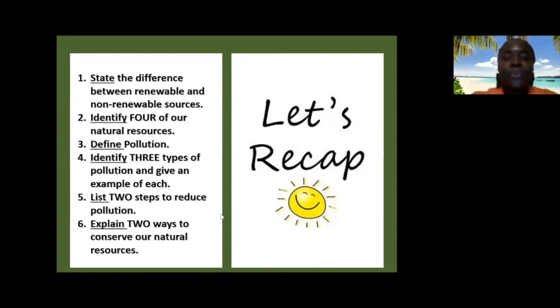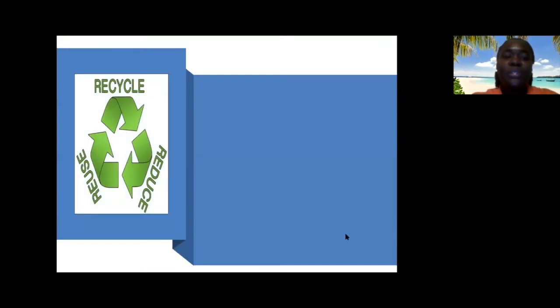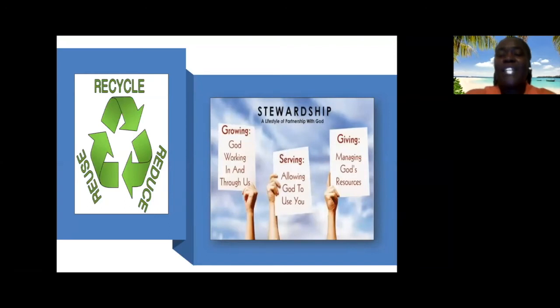Okay. So now, as we close: reuse, recycle, reduce. And then this little connection with stewardship: growing, God working in and through us; serving, allowing God to use you; and giving, managing God's resources. So you see how they all tie in together? Reuse, recycle, reduce, growing, serving, and giving.